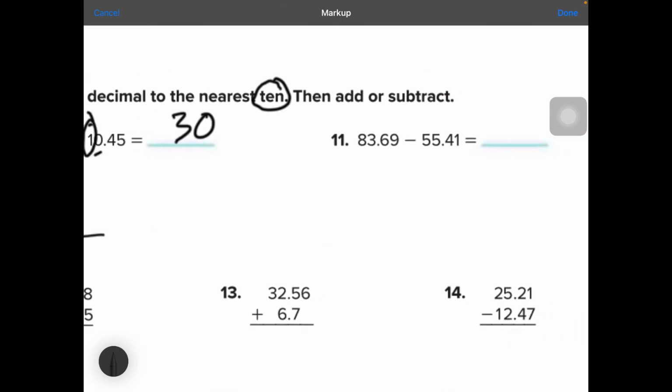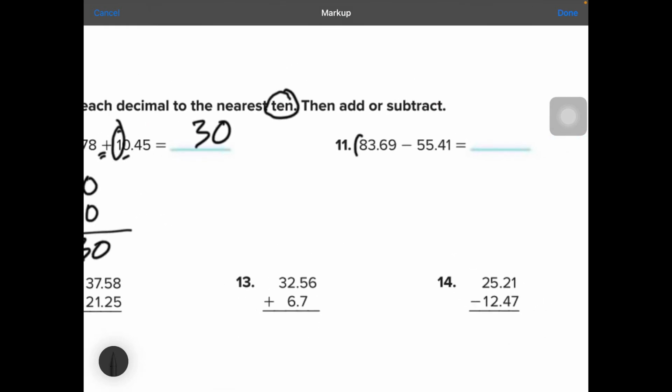All right, number 11, we are rounding to the nearest 10, and we are subtracting, so that's my target. That's going to be what determines my target's value. That 3 is going to keep that 8 at 80. That 5, however, is going to bump the other 5 up to 60, and it is a subtraction problem.